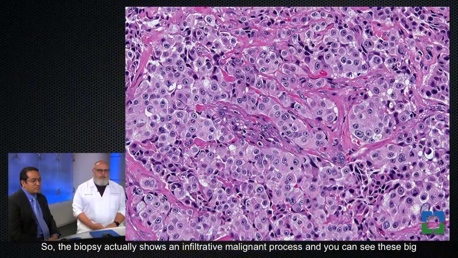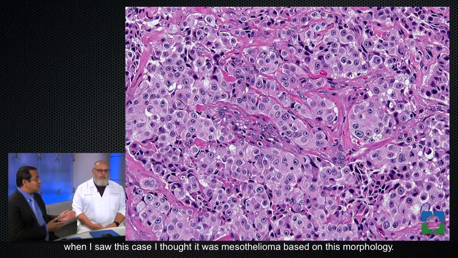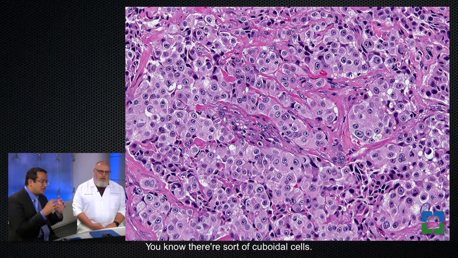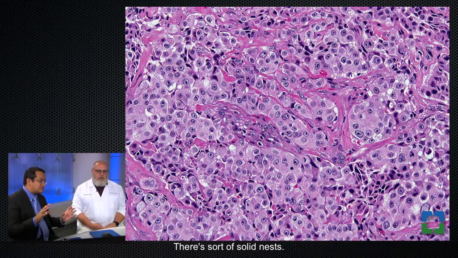So the biopsy actually shows an infiltrative malignant process, and you can see these big, malignant epithelioid cells. I'll have to confess, when I saw this case, I thought it was mesothelioma based on this morphology. They're sort of cuboidal cells. The gland formation is not that obvious on pathology. They're sort of solid nests.